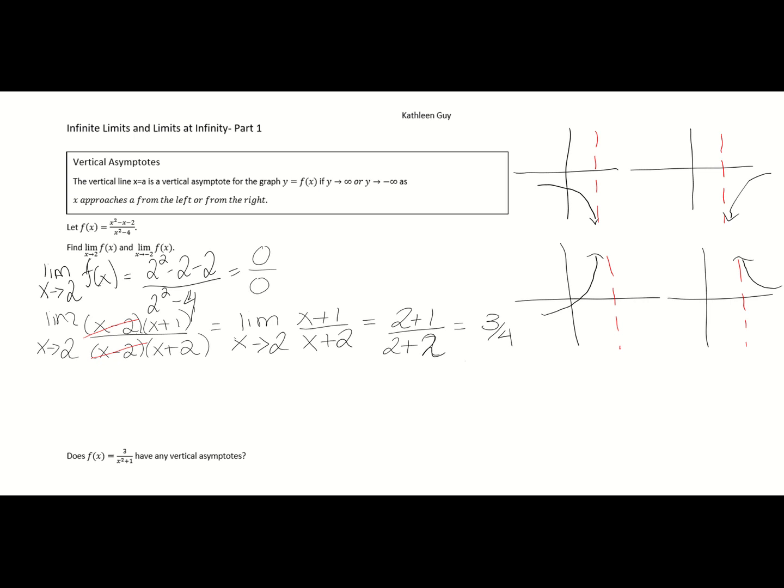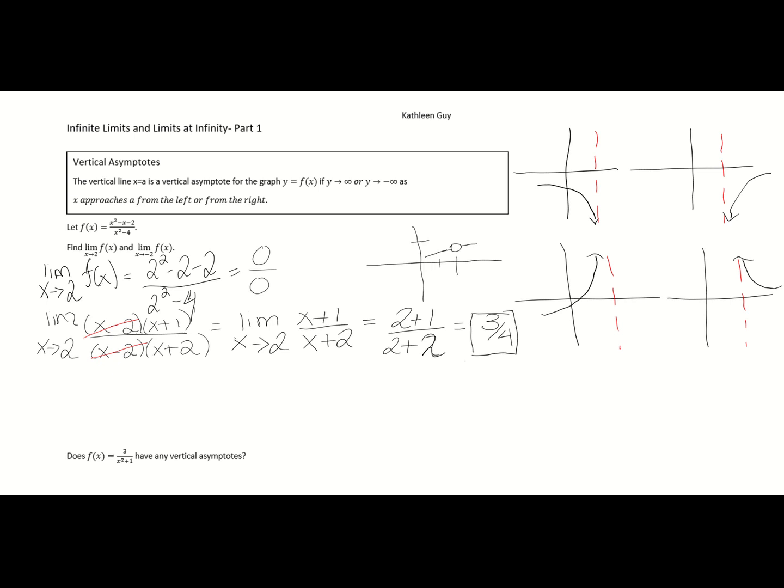So what this actually tells me is that the function has a hole there. The function does not exist at x equals 2 because it's undefined there. But as your x approaches 2, your y's are actually approaching a number, 3/4. So what will happen is it will look like this. You will have 1, 2, and at 2, 3/4 you will have a hole, but your function will still approach the 3/4 from both sides.